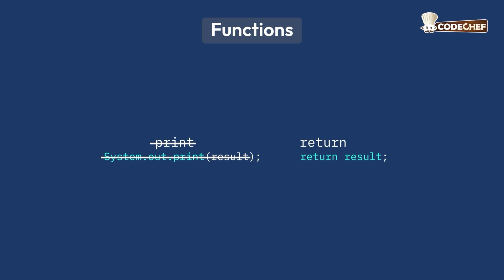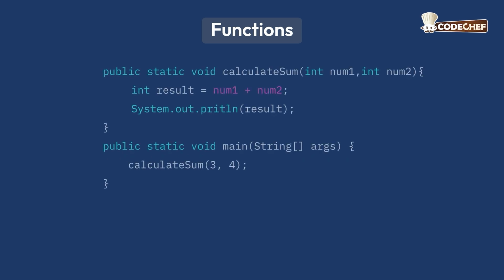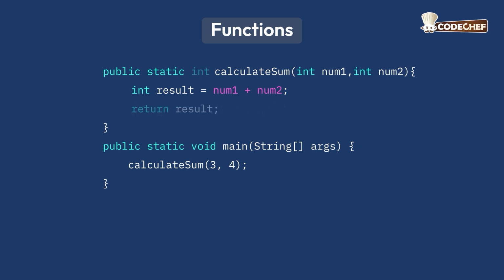To return a value, we must specify the data type of the value being returned. For example, if the function returns an integer, we use the return type int. Let's modify our function. Here, the return type of the function is int, meaning the function will send back an integer value. But how do we use this returned value?